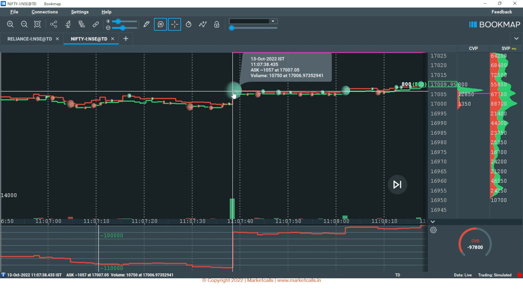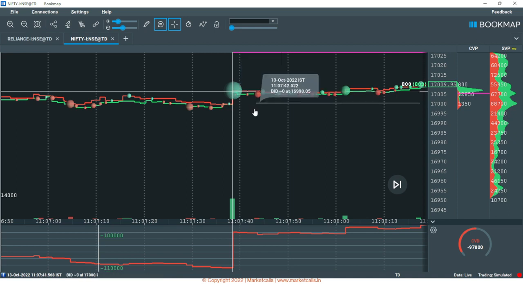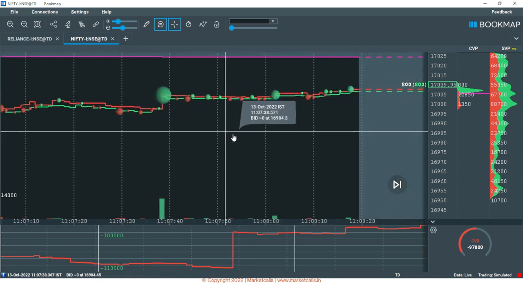So who is aggressive here? The buyer is aggressive. The buyer is sending a market order. So who is on the opposite side? The opposite side is more of a passive trader. A seller is a passive trader over here. Right, so this is in terms of bubbles.